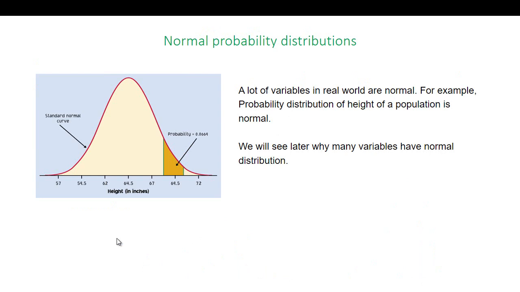A lot of variables in the real world are normal. For example, the probability distribution of height of a population is normal. We will see later why many variables are normally distributed.